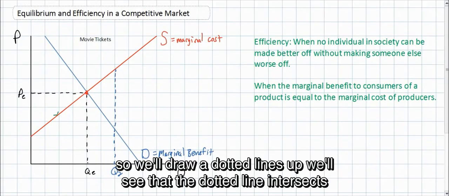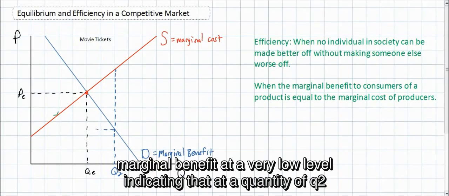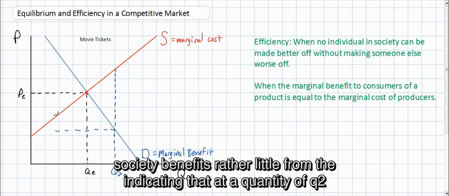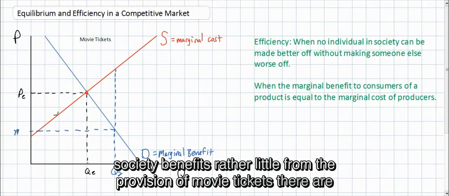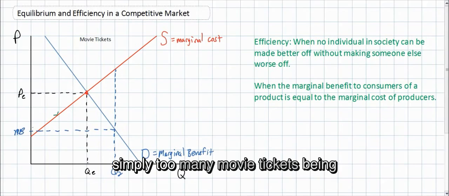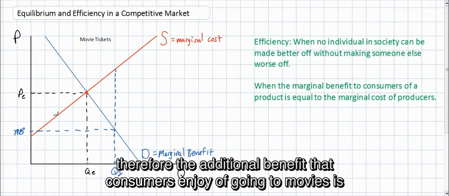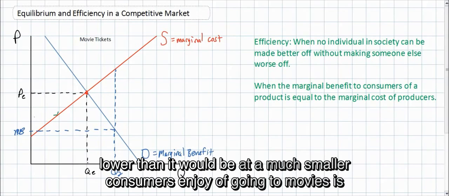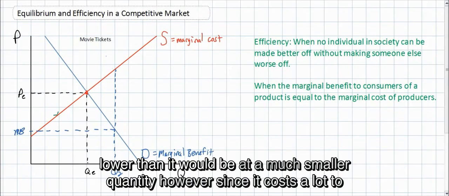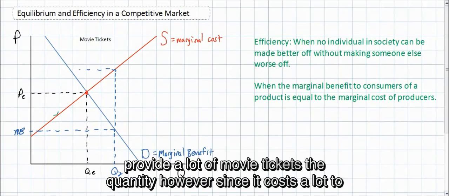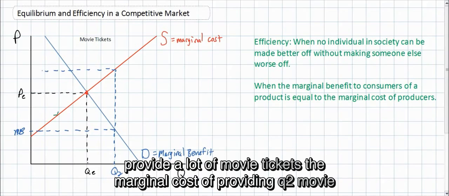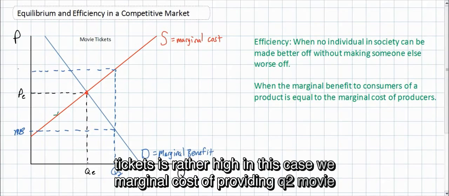We'll see that the dotted line intersects marginal benefit at a very low level, indicating that at a quantity of Q2, society benefits rather little from the provision of movie tickets. There are simply too many movie tickets being provided. Therefore, the additional benefit that consumers enjoy of going to movies is lower than it would be at a much smaller quantity. However, since it costs a lot to provide a lot of movie tickets, the marginal cost of providing Q2 movie tickets is rather high.